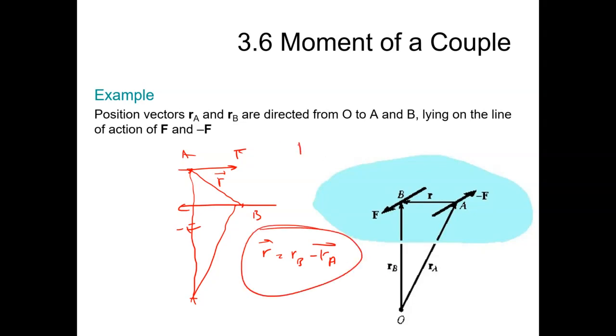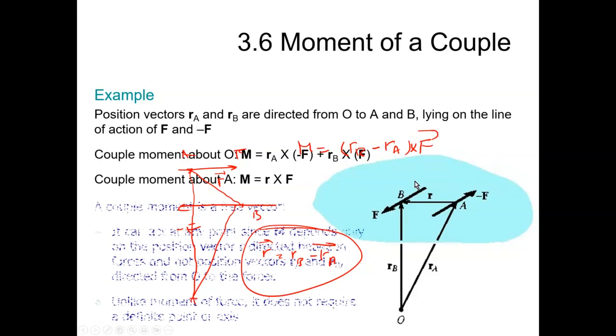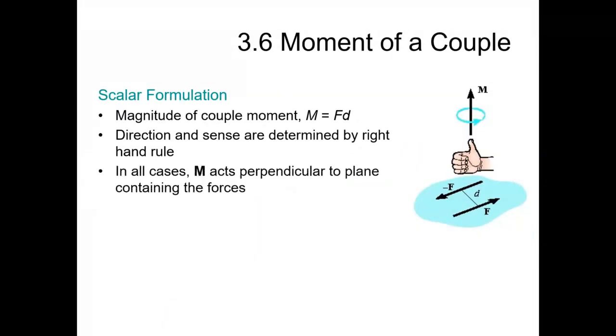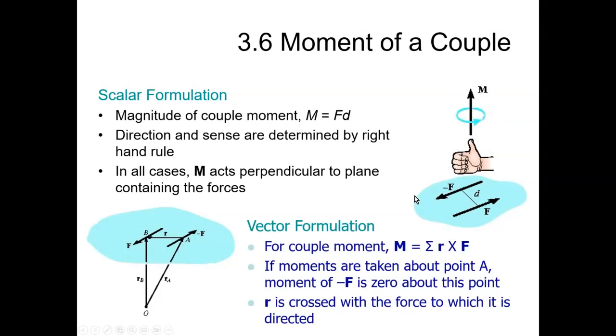And therefore, my couple M is equal to RB minus RA multiplied by F. And the direction of the couple, you can work it out by the right-hand rule. If you want to find the couple in a vector fashion, take whatever r you want. It's not necessarily the shortest distance between the parallel forces. But if you want to do it in a scalar, you do need to find the shortest distance between the two parallel vectors.